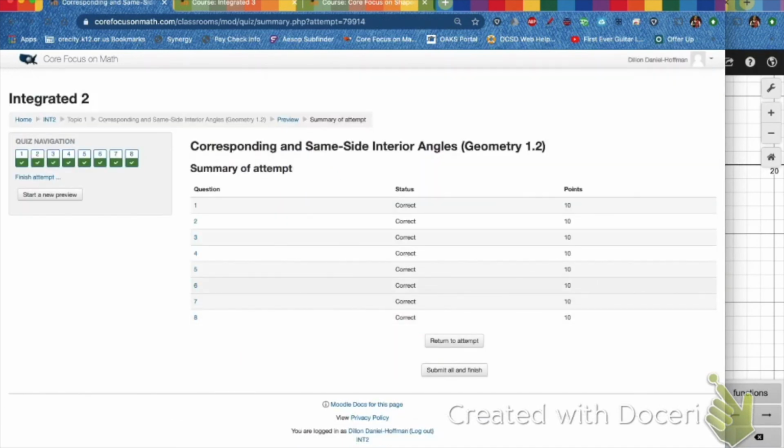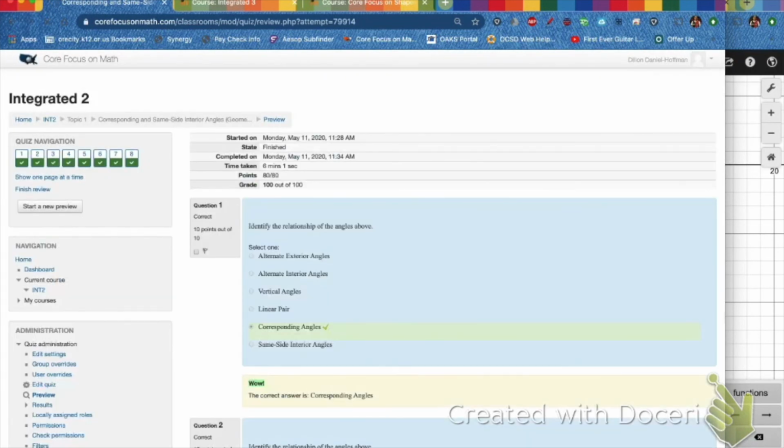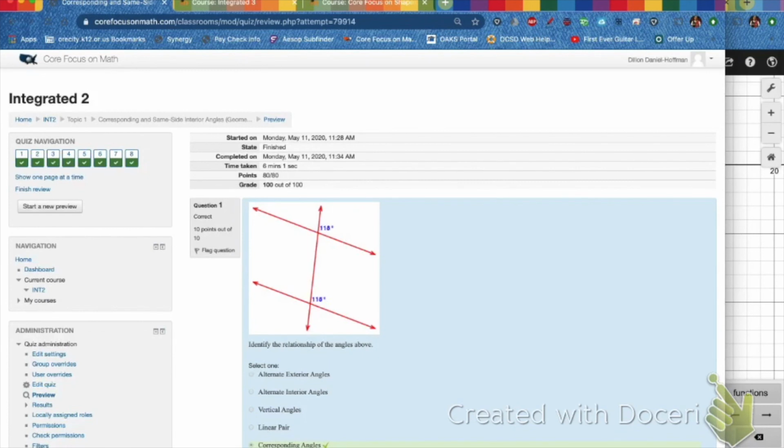And that was corresponding and same side interior angles. Let's get that 100% so we can see it beautifully there. All in green.